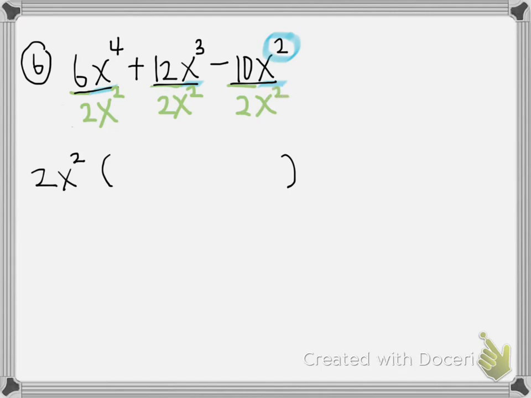So 6 divided by 2 gives you a 3. X to the 4th divided by x squared will give you an x squared. 12 divided by 2 gives you a 6. X cubed over x squared leaves you with an x. 10 divided by 2 is a 5, and x squared over x squared will be x to the 0.